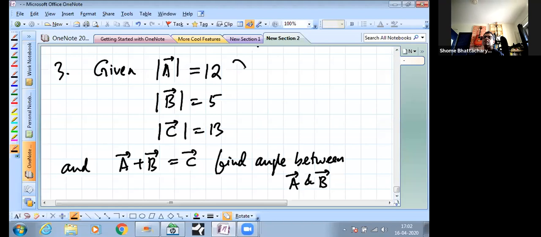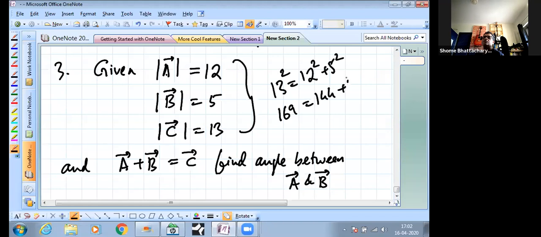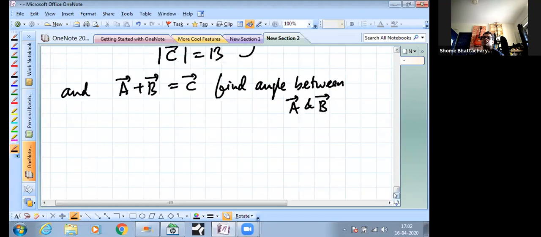Now you'll realize here that these 3 are a Pythagorean triplet. 13 square happens to be 12 square plus 5 square, because 13 square is 169, and that happens to be 12 square, which is 144, plus 25. So that means they are a Pythagorean triplet, and that means the angle has to be 90 degrees.